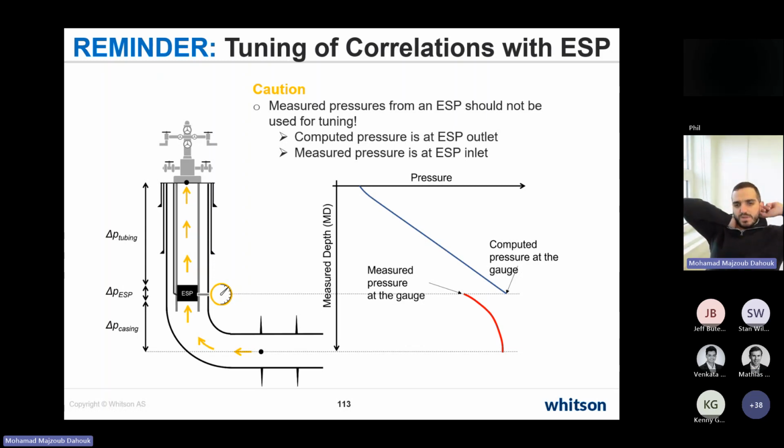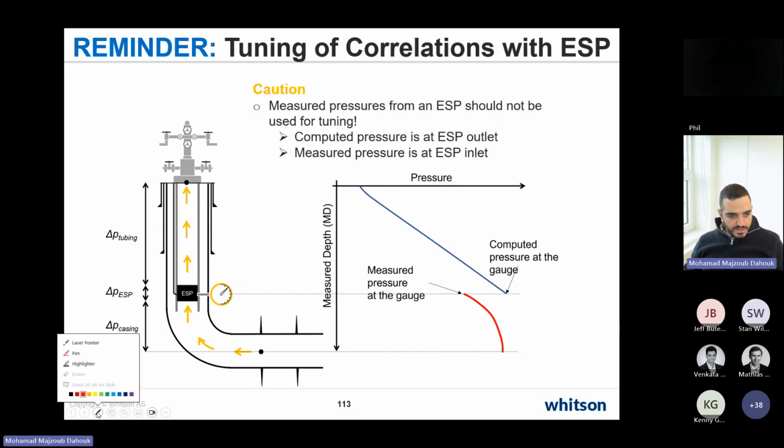One thing that is very important, and I remember when we first introduced the tuning, we had a lot of customers that were trying to do that. So if you're new to Whitson Plus, you might be trying to do that as well. Matthias touched upon it, but if you have gauge pressures that are coming from an ESP, then those gauge pressures are unfortunately useless for tuning your correlations. And that's because the gauge pressures are measured here.